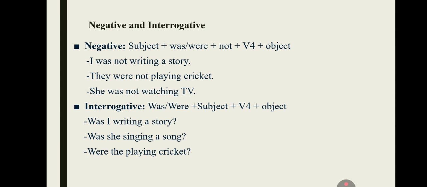Interrogative structure: was or were plus subject plus V4 form plus object. Means here helping verb we have to take first, after that we have to put subject. Example, was I writing a story? Was she singing a song? Were they playing cricket?